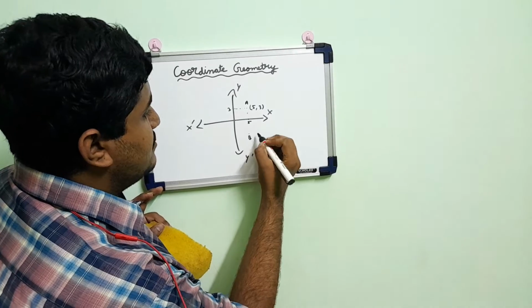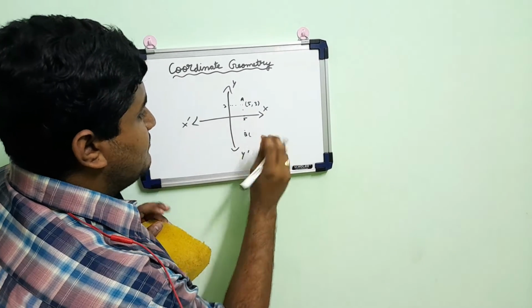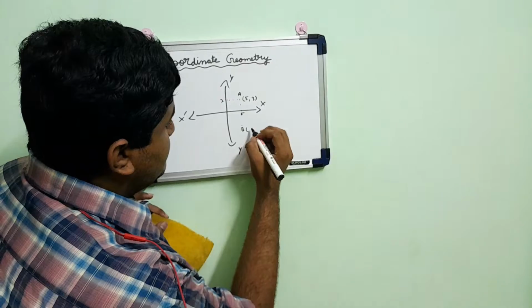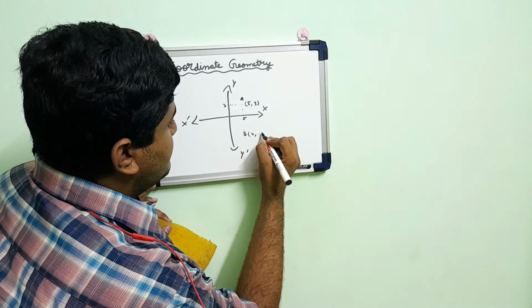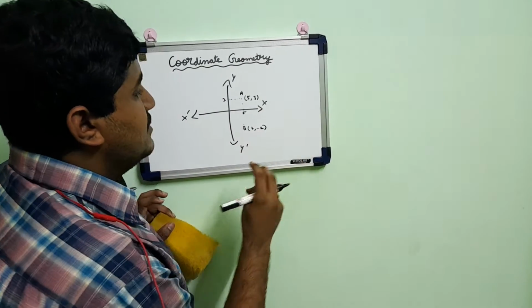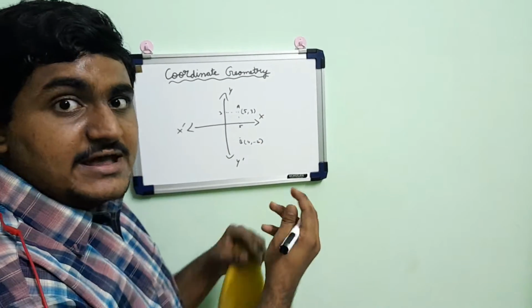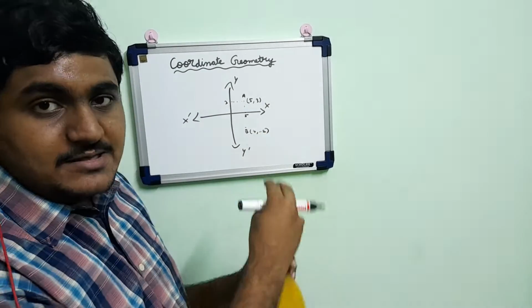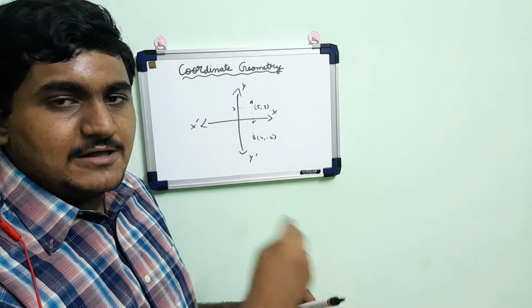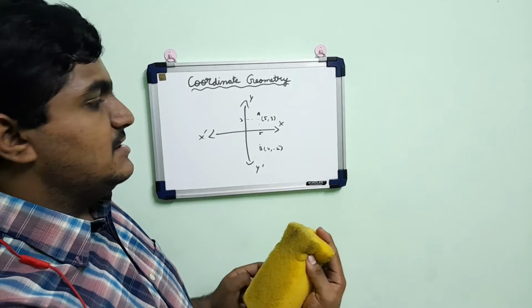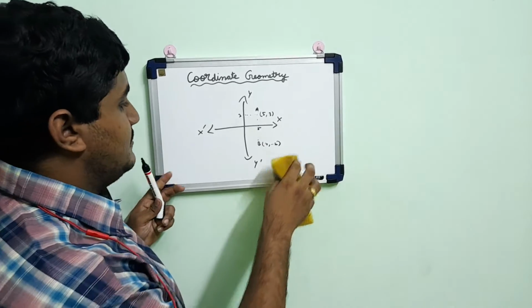Now we will take another point B such that its coordinates are 4 comma minus 2, as it is in the fourth quadrant. X is positive and y is negative. Now there are 2 points A and B. So first we will see the distance formula, that is to find the distance between A and B. For that we use the distance formula.